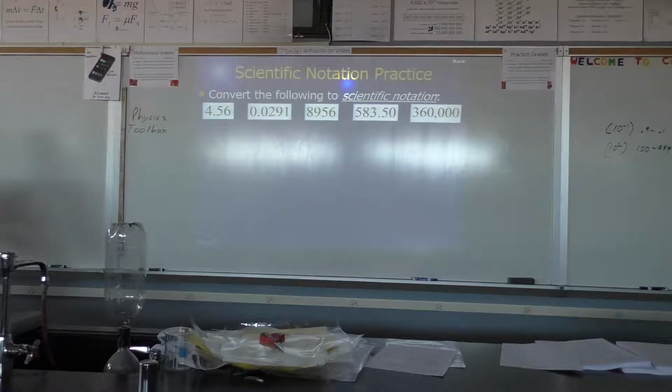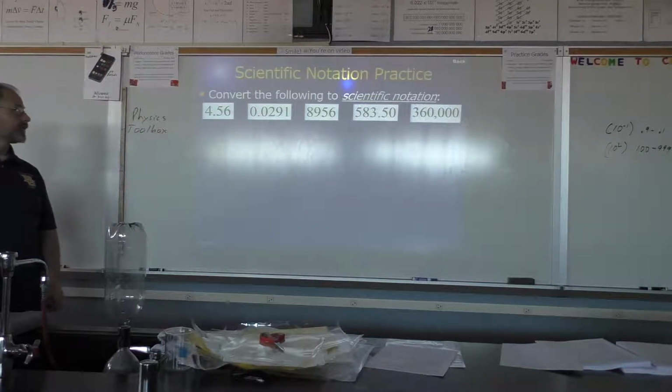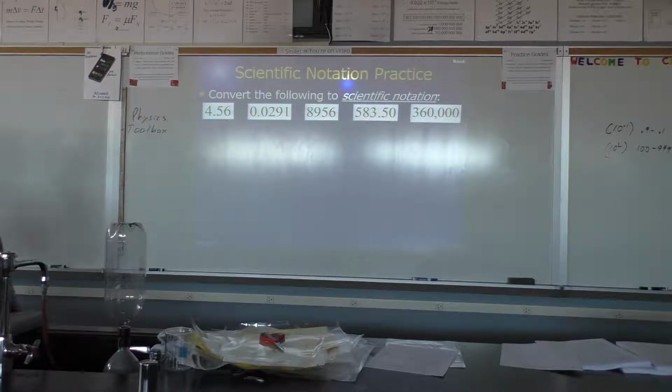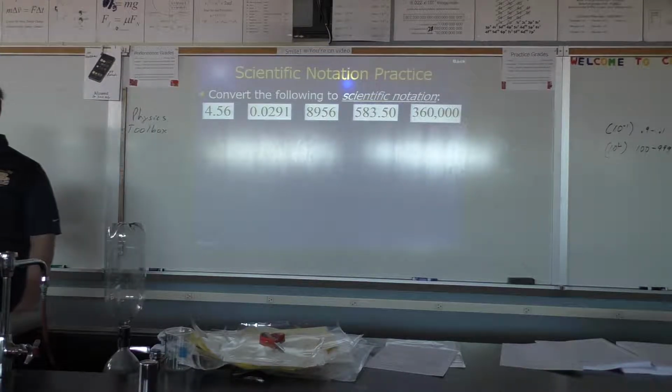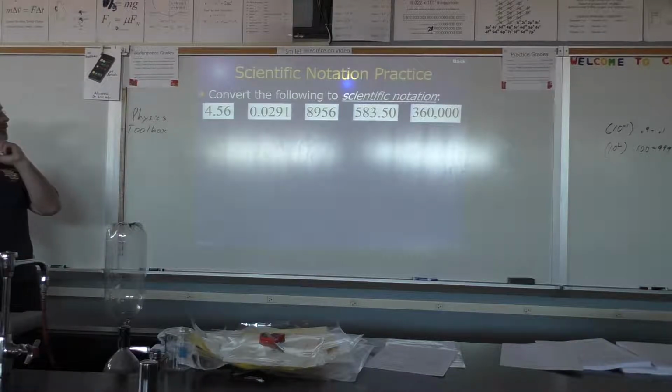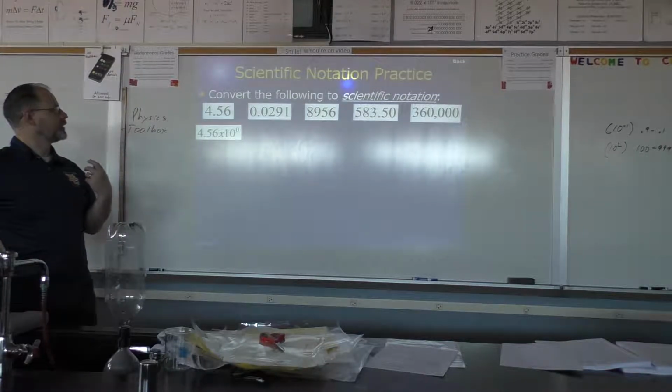So the mantissa still has to have a number in front. It's supposed to be times 10 to something. So would it be times 10 to the 1? Can I say it? Yeah. So this times 10 to the 0 power. Yeah, it would just be 4.56 times 10 to the 0 power.